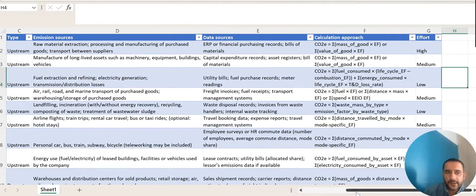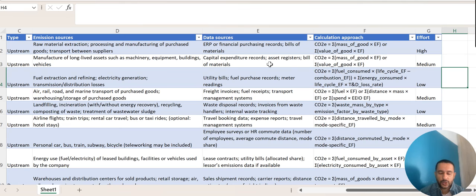So for data sources, in case of category one and two, you can get similar kinds of data from your SAP or capital expenditure records, etc. So you will have that data. That's the data source. You'll go and find the invoice, and based on the mass produced, you have public databases.